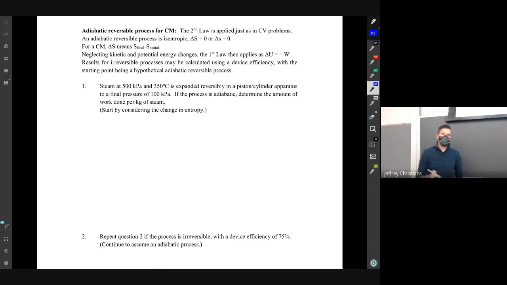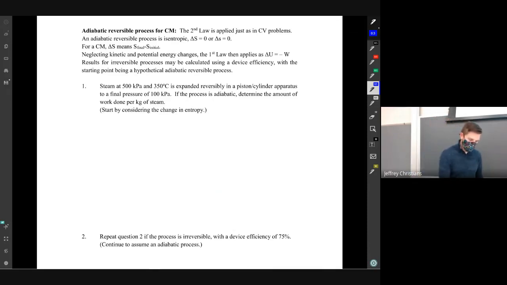We can do other types of processes. We did a couple different ones, like constant pressure, constant volume, and pressure and volume both changing. But we can also do things like an adiabatic reversible process. If we did an adiabatic reversible process, Q equals 0, and reversible means that delta S is 0 for a control volume. It's the exact same process for a control mass. It's going to look the same, it's going to feel the same.